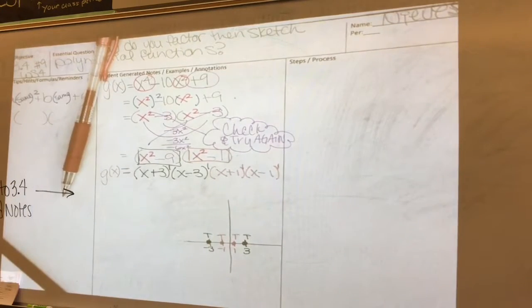Okay, now, I had another point on my graph. I'm looking at my answer from number 9, and there was another point, and it was on my y-axis. How do I get that number? You have to plug in 0 for all the rest. Plug in 0 for all of the x's.